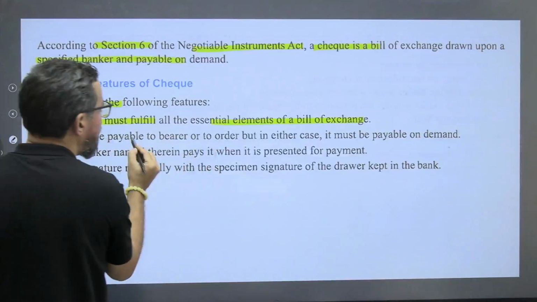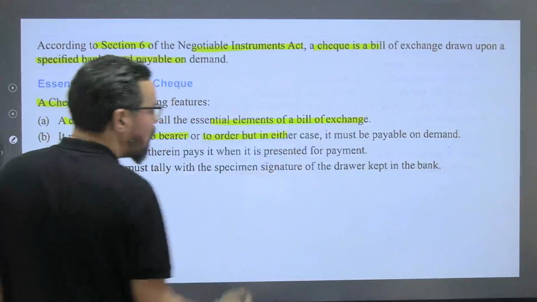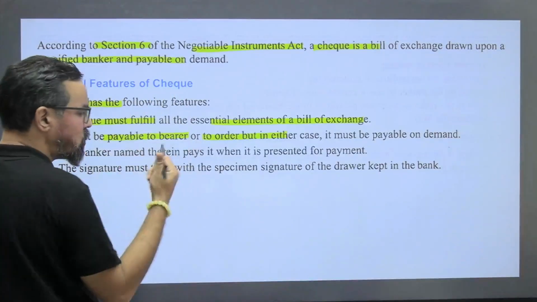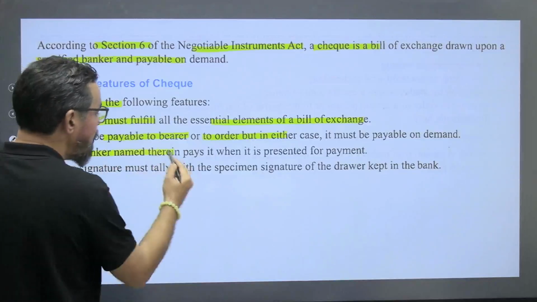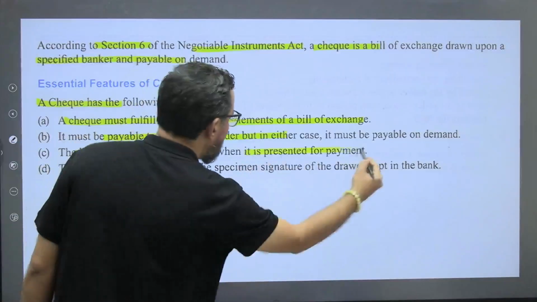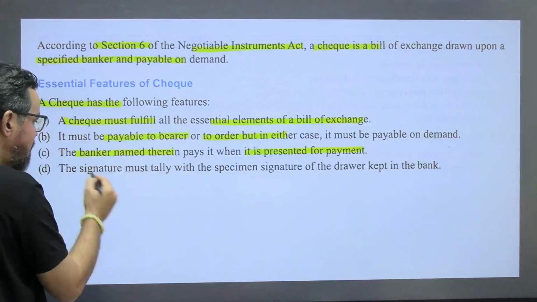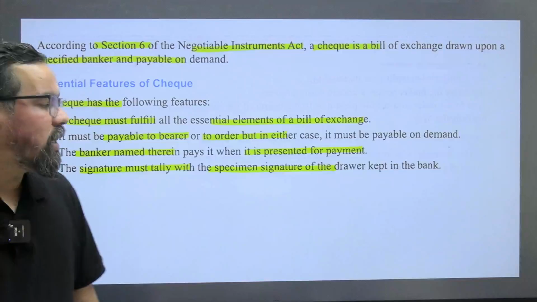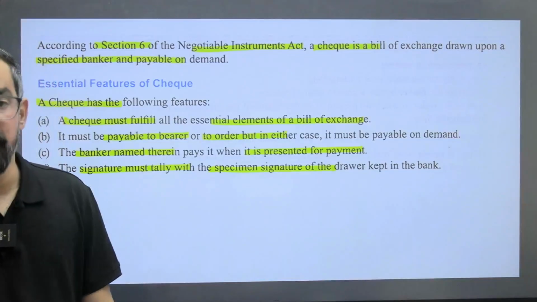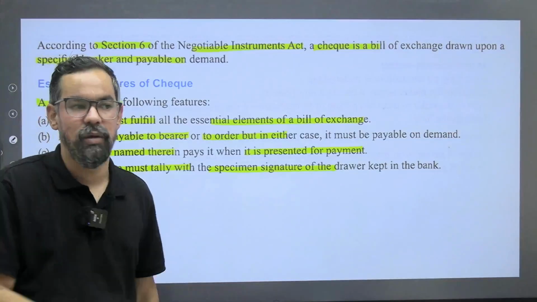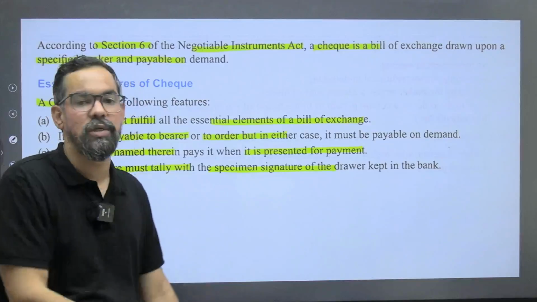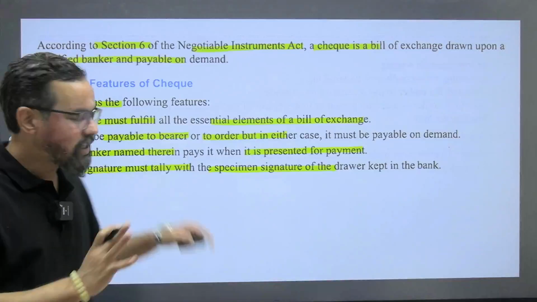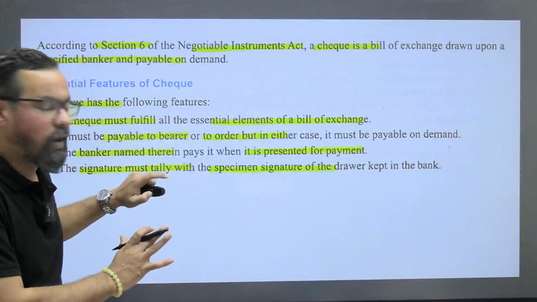It must be payable to bearer or to order, but in either case it must be payable on demand. Bearer means the one who holds that particular check. The banker named thereon pays it when it is presented for payment. The signature must tally with the specimen signature of the drawer kept in the bank itself. The account holder's signature and the signature on the check should be similar in all respects, right? So this is the one. Only this much content is given for the check.